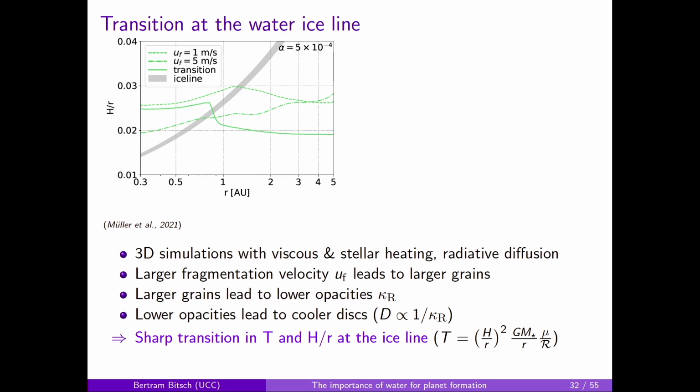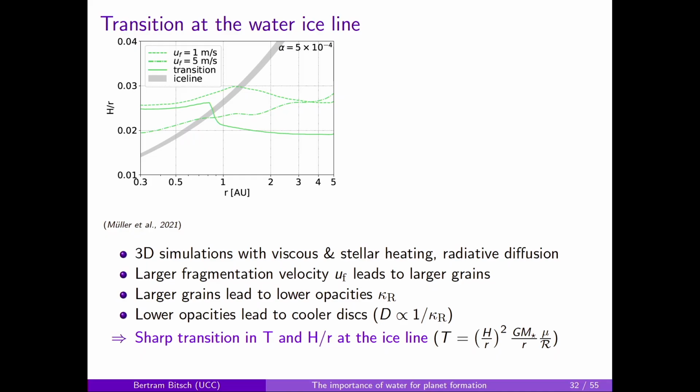And this is what you see here. So first we have the aspect ratio of the disk, essentially a measurement of the temperature as a function of orbital distance, for three different sets of simulations. We have one with a fragmentation velocity of 1 meter per second and one of 5 meters per second, and then this solid line corresponds to a transition where we have a small 1 meter per second in the inner region and 5 meters per second in the outer region.